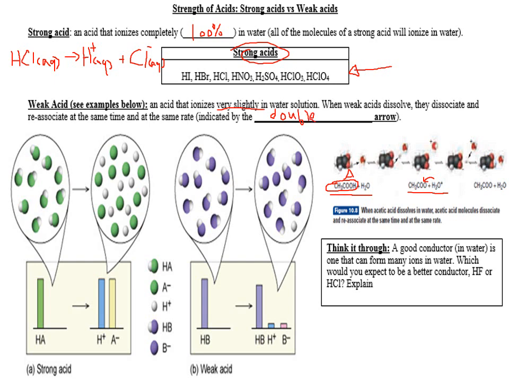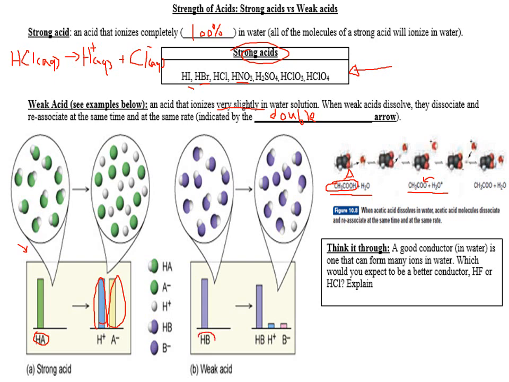So you can see the strong acid graph over here. You have the strong acid, we call it HA. A could be Cl, for example, as in HCl, or it could be I, or Br, or NO3. And then you'll notice after you put it in water, all of the HA is gone, and now you have all H plus and A minus. So that was 100% ionization.